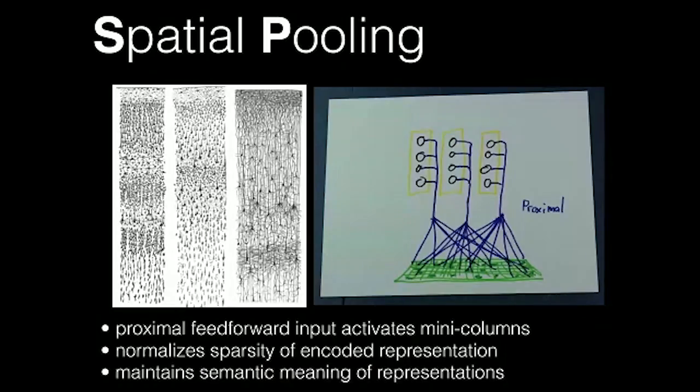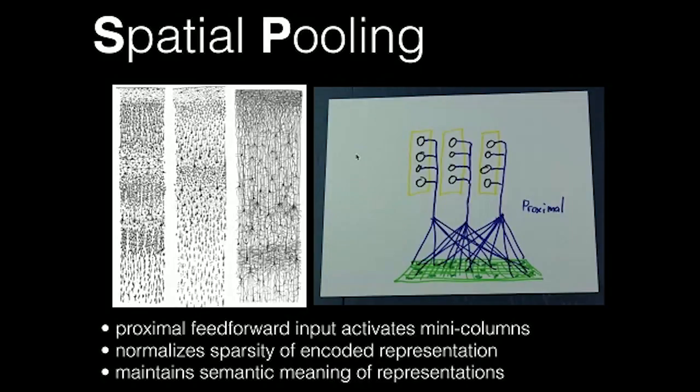So we need to create, and this is what the brain does, this is a discovery, not an invention, the brain needs to normalize that representation somehow. And it does this by a process called spatial pooling. In a cortical layer of the cortex, there are these structures called mini columns. That's what you're seeing on the left here in a drawing by a famous neuroscientist. Each one of these mini columns can have many cells in it, many neurons, and they all share the same proximal connection to that input space.